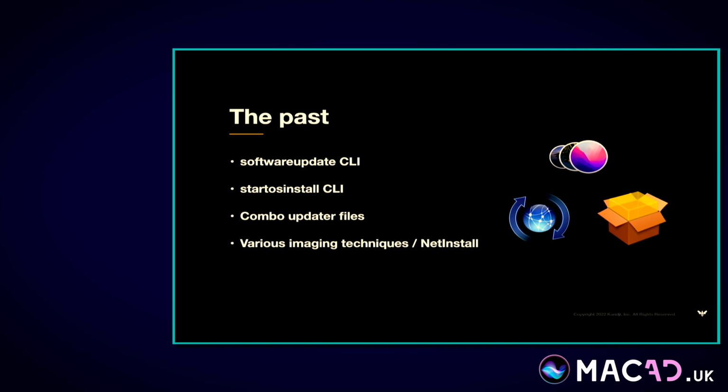Yeah, let's jump in. So obviously, we're familiar with all these things. I won't go into a great level of detail. But we've been successful using tools like the software update CLI, start OS install with various flags to automate installing the OS. And combo updater files were a big part of what we used to do in the past as well. If you wanted to do those minor version updates, having a combo updater file was incredibly useful. Some of those things aren't available anymore. Various imaging technologies, net install, we're all familiar with these techniques, but Nick's going to introduce some things to think about going forward.